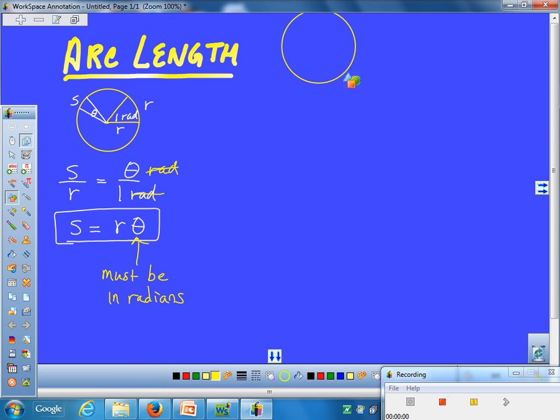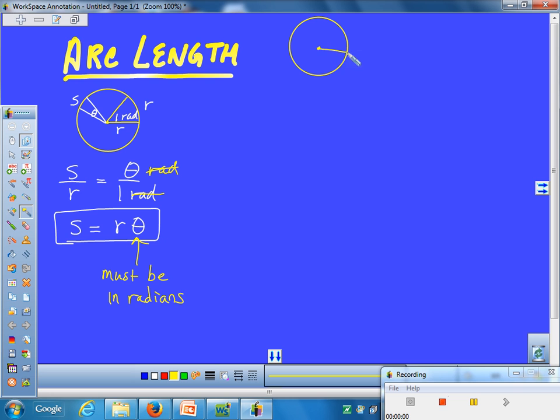All right, so let me draw you a circle here, and I'm going to tell you that you just cut off here. We have chopped off an angle of 144 degrees. Okay, so say that's a 144 degree angle. Notice, degrees. 144 degrees. The radius of this thing is 120 millimeters. Find the arc length.